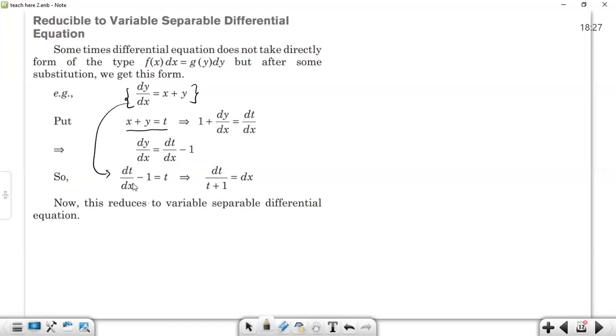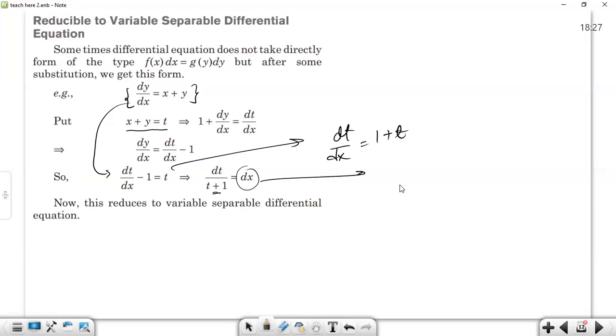So it becomes dt by dx minus 1 equals t. Now this becomes dt over dx equals 1 plus t. Now the t term will be written with dt and dx will remain. So now this is a variable separable differential equation. Okay.